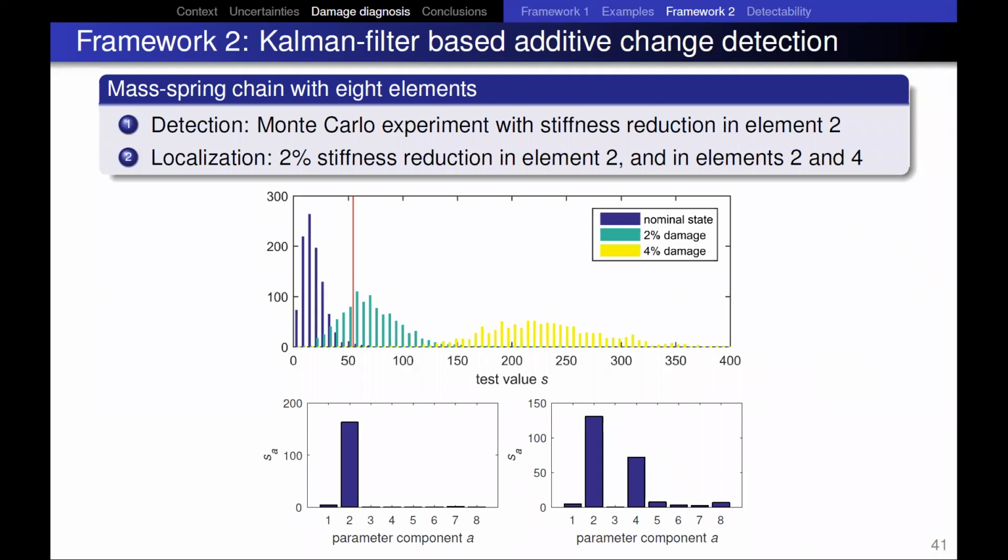And we can do the same strategy for the damage localization by testing our structural parameters, each one for a change. Here we have a 2% stiffness reduction in element 2, with the test for all 8 elements because we have an 8-element mass spring chain. Then here we have a test for a damage in parameters 2 and 4, where the test reacts, and the other ones are declared as non-damaged.